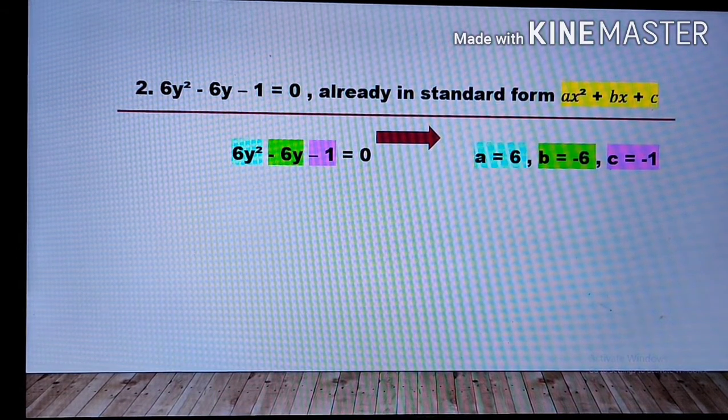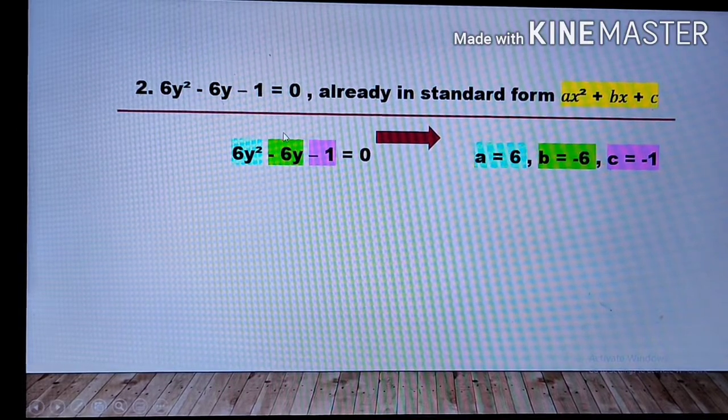Sorry, yung arrow na sa taas. Hindi ko siya na-edit. Hindi ko na malayan. Okay?